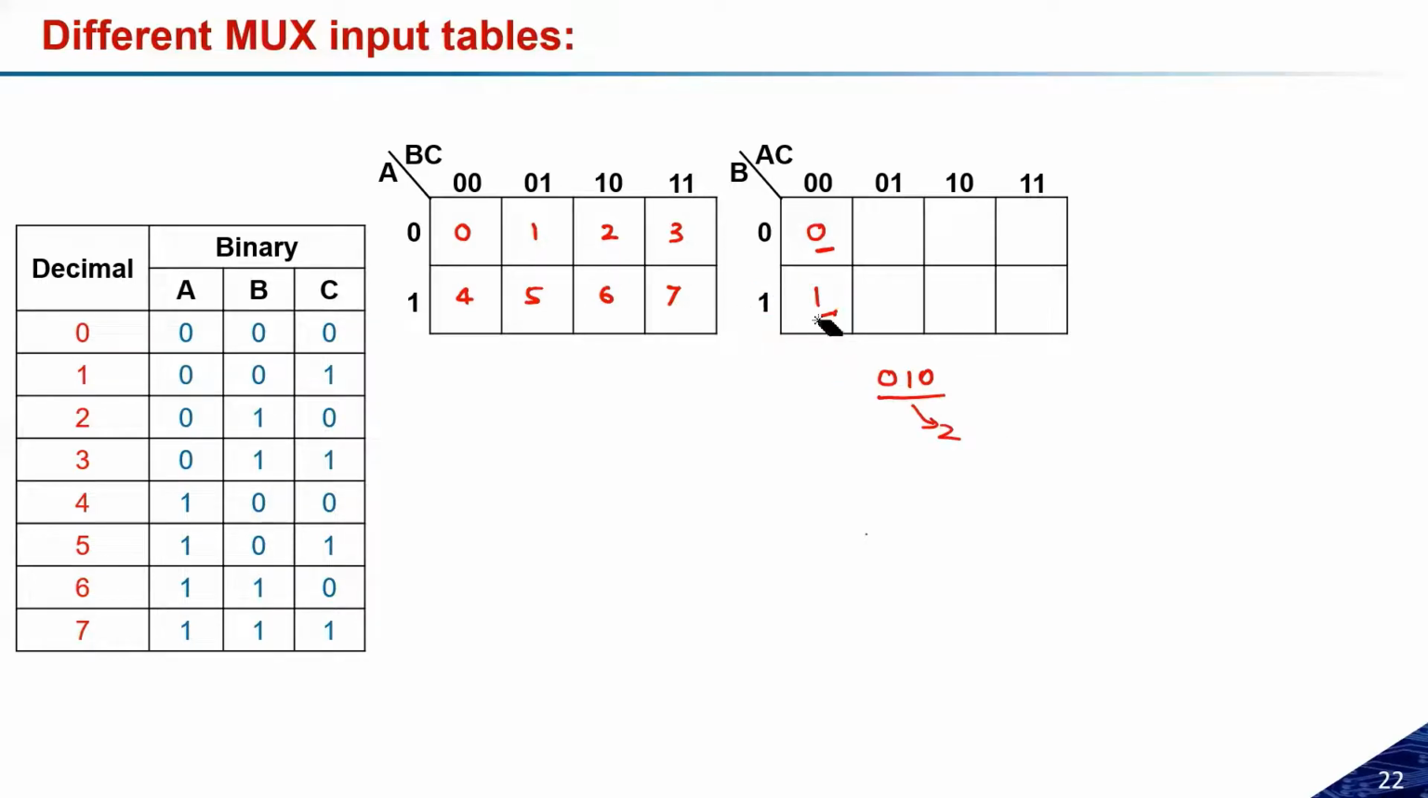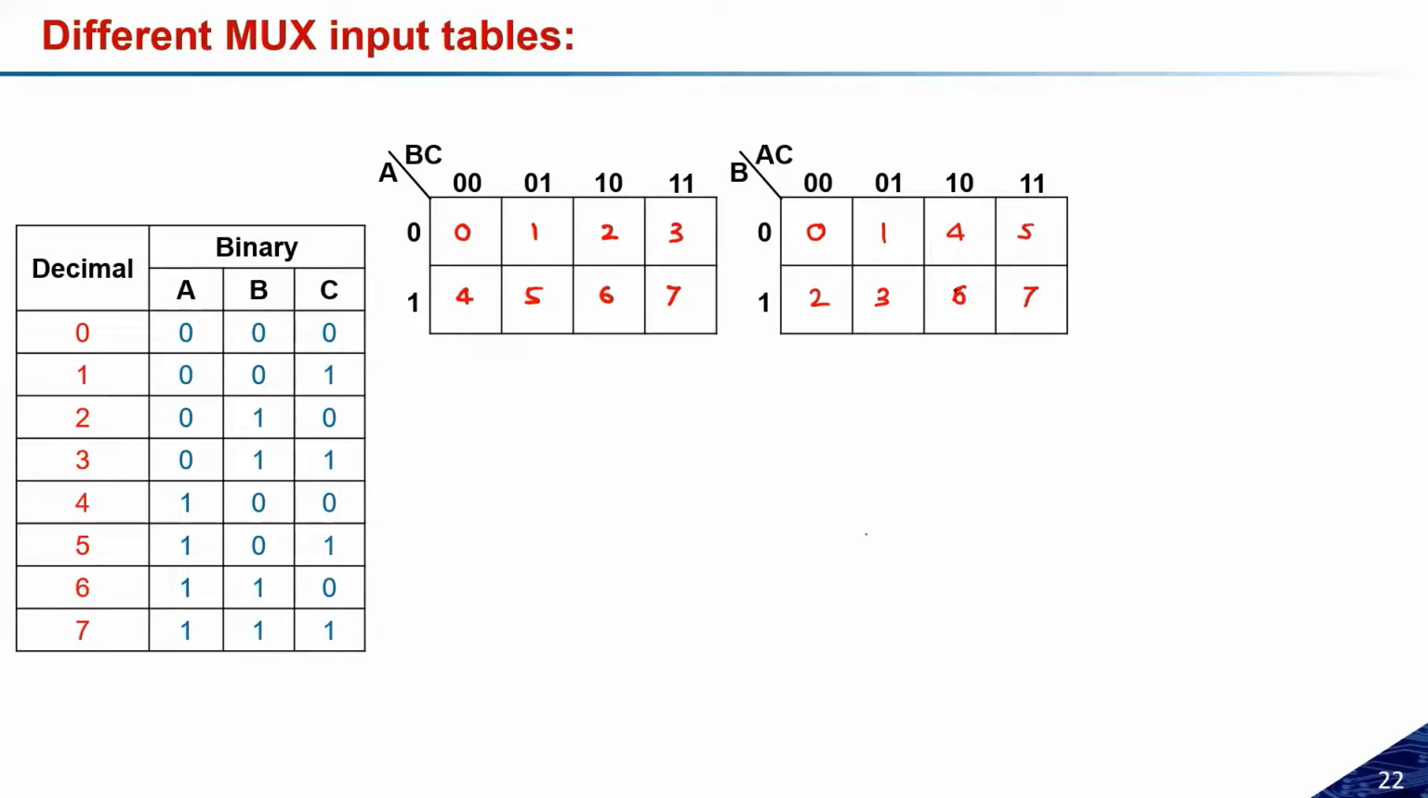So this again will be 1, like the previous one. Of course, 0, 1, 2 will be here, 3 will be here, then 4, 5, 6, and 7.